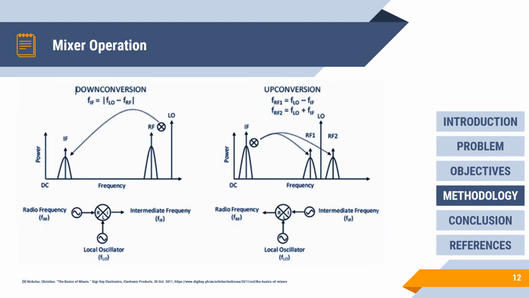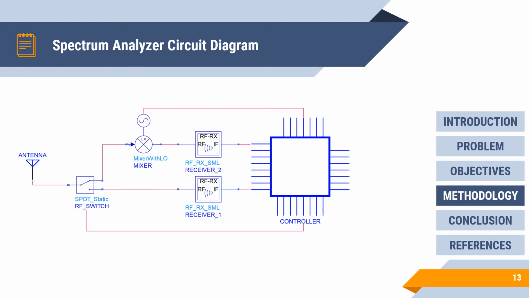which will then be the function of our IF voltage. Here are the two mixer operations, which are the down conversion and the up conversion. The down conversion is the product of RF and LO to produce the IF, while the up conversion is the product of IF and LO to produce the RF. The one that will be used for this project is the down conversion.